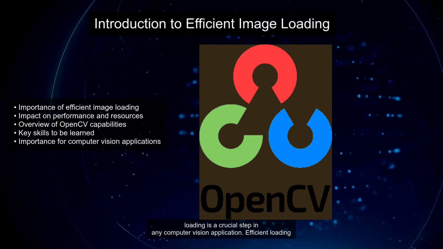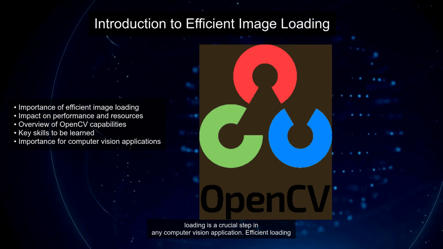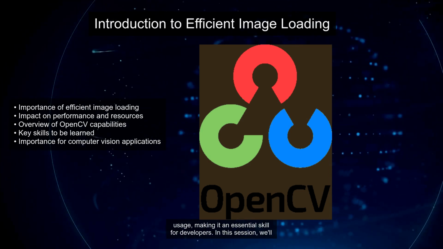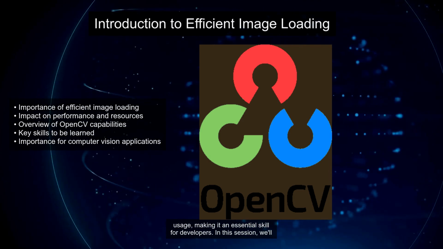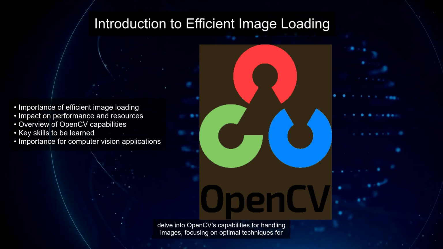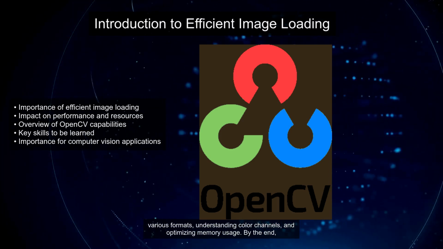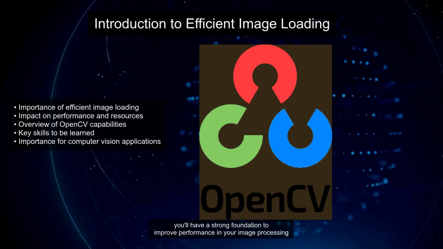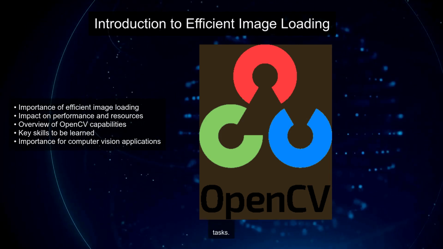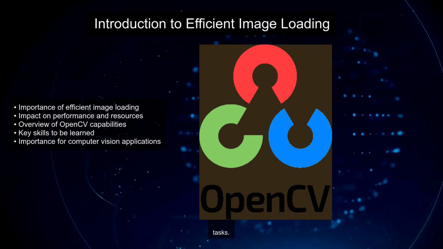Image loading is a crucial step in any computer vision application. Efficient loading not only impacts the speed of processing but also the overall resource usage, making it an essential skill for developers. In this session, we'll delve into OpenCV's capabilities for handling images, focusing on optimal techniques for various formats, understanding color channels, and optimizing memory usage. By the end, you'll have a strong foundation to improve performance in your image processing tasks.